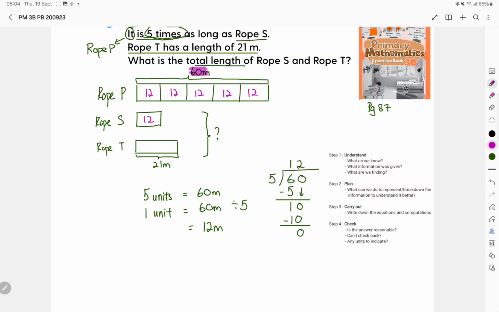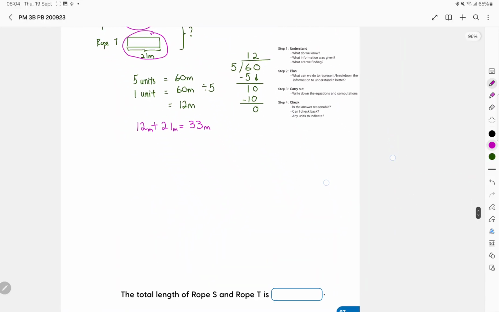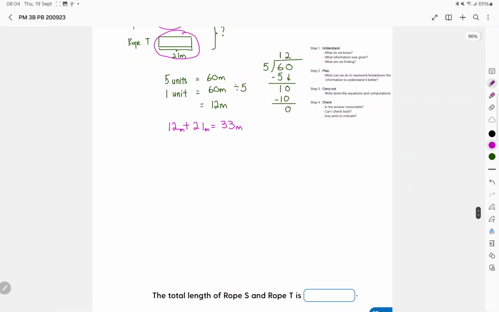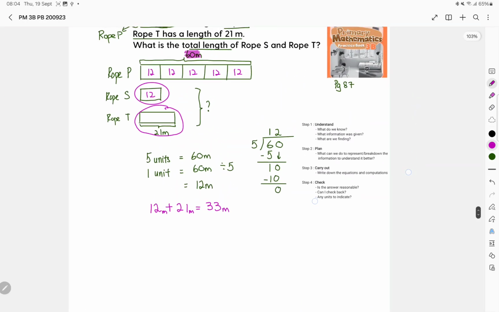we will be able to answer the question, what is the total length of rope S and rope T? So rope S has a length of 12, rope T has a length of 21. So to find rope S and rope T, we just have to add 12 with 21. You'll get 33. Alright. So the answer is: the total length of rope S and rope T is 33 meters.